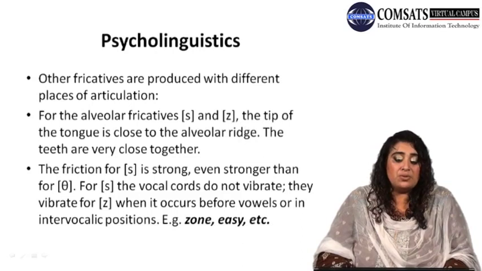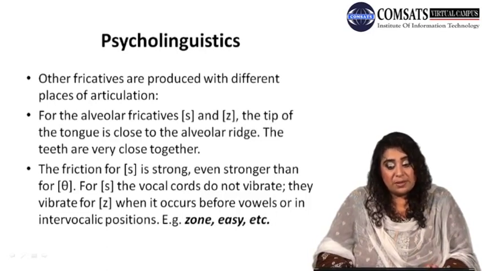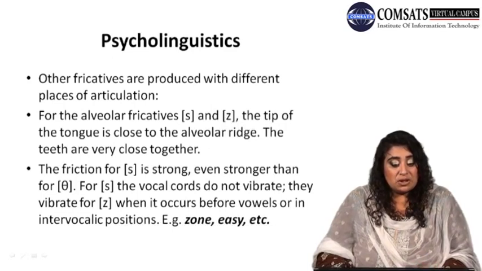Now other fricatives are produced with different places of articulation. For the alveolar fricatives S and Z, the tip of the tongue is close to the alveolar ridge. The teeth are very close together. The friction is strong, even stronger than for that sound. For S, the vocal cords do not vibrate. They vibrate for Z when it occurs before vowels or in intervocalic positions, for example, zone or easy.